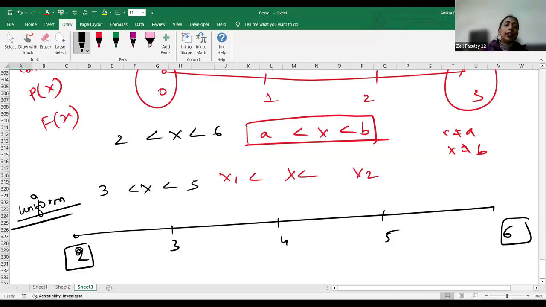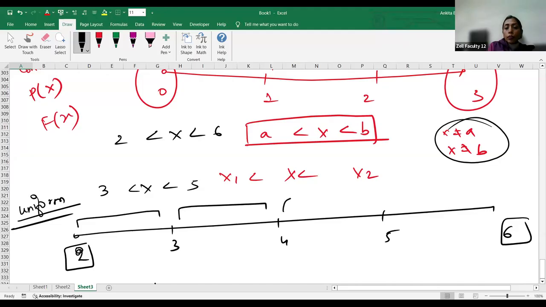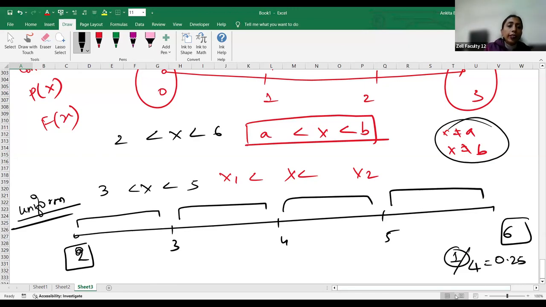So first thing, continuous distribution does not have an equal to sign. Second thing, uniform distribution means I will count how many gaps here: 1, 2, 3, and 4. Total probability is equal to 1. Now 1 has to be divided into 4 parts. So for each part, how much is the probability? 0.25. So from here to here, 0.25, from here to here, 0.25, 0.25, and 0.25.